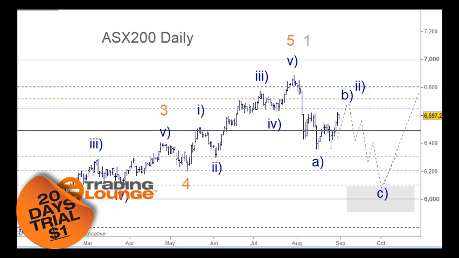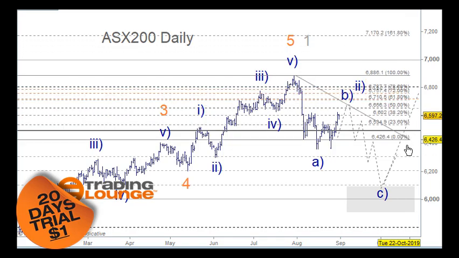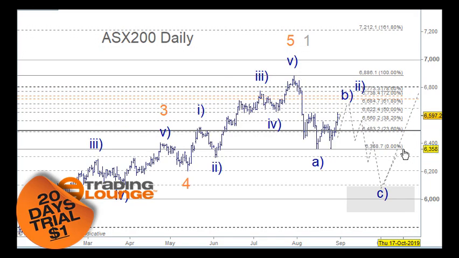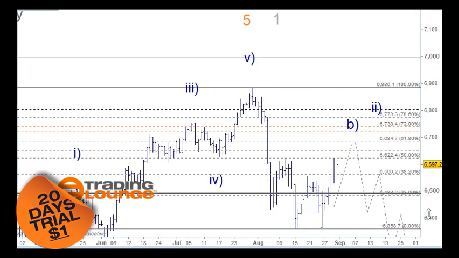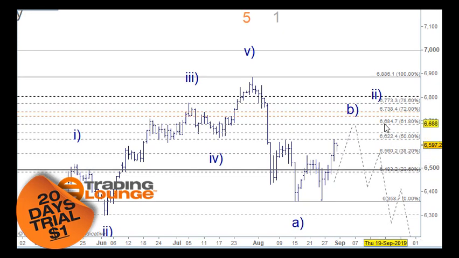Starting with the ASX on the daily chart here, we are looking for a rally that would take us to roughly the 61.8% of this move down here. So we can look at this coming into the 6684 area here. We are looking at this move as an A wave, a B wave and a C wave to the upside. This C wave we're looking at in 5 waves.